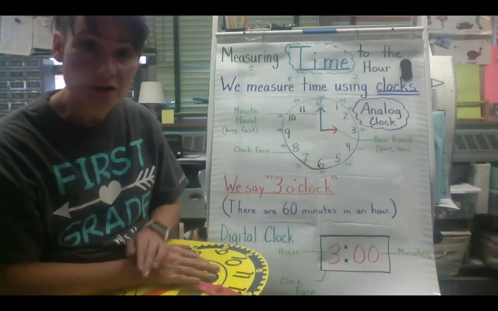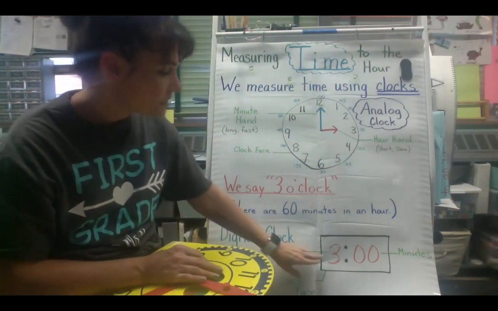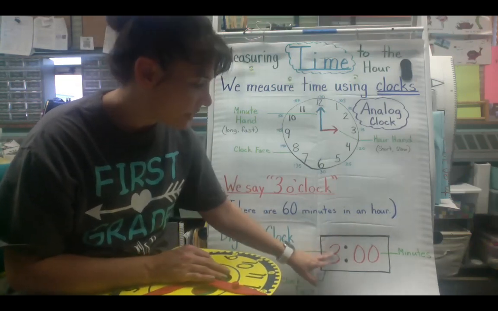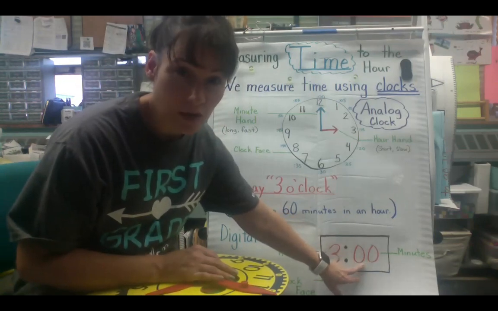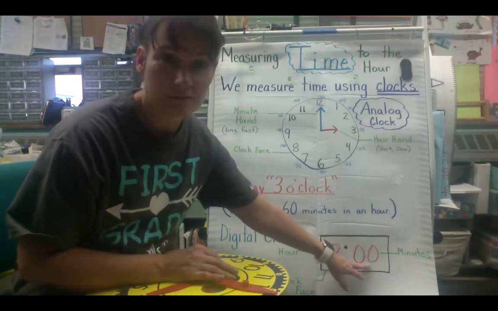On a digital clock, it looks a little different. There are no clock hands. We would say 3 o'clock. We would have the hour and the minutes. And since it's at the 12, which is the beginning of the hour, we would have 2 zeros.